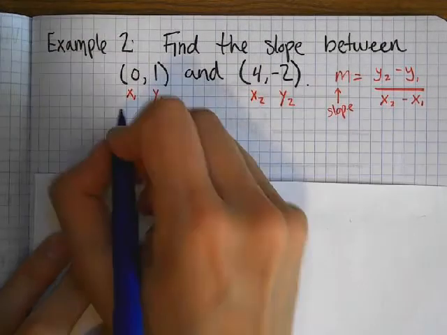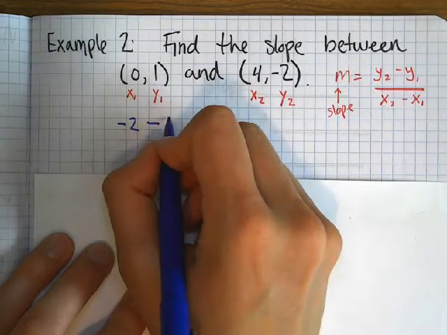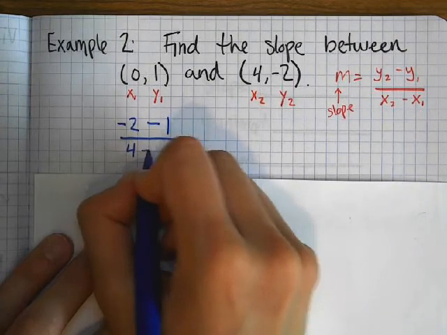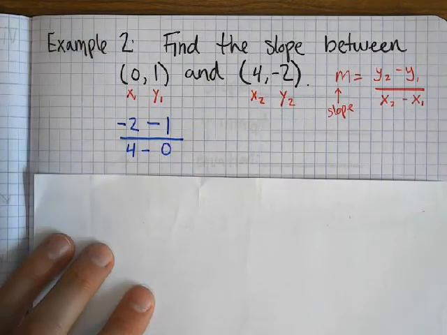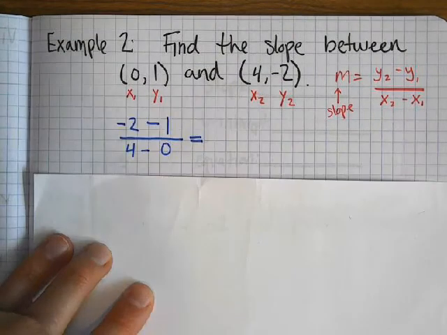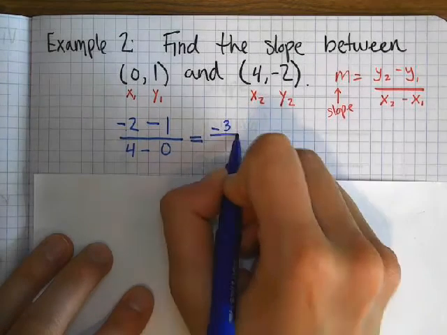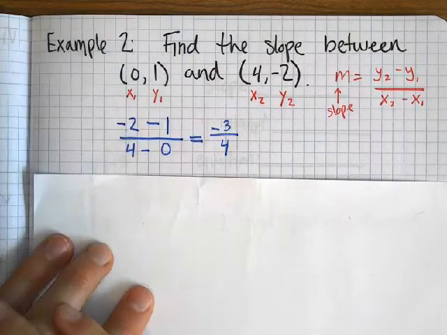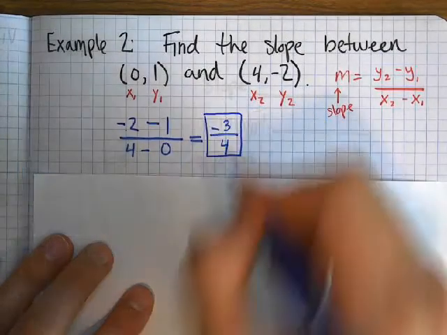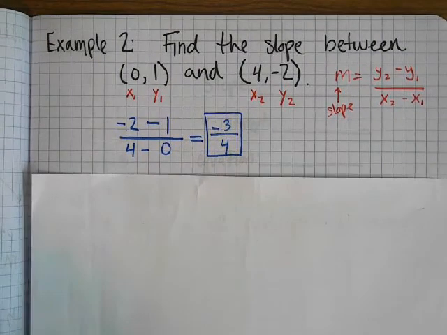So we're going to start with our formula. y2 would be -2 minus y1, which is 1, over x2 minus x1. Okay, so now I've got my equation. And if I look at this, let's see, -2 minus 1 would be -3. 4 minus 0 is 4. All right, so my slope is -3 fourths. So I would go down 3 over 4.